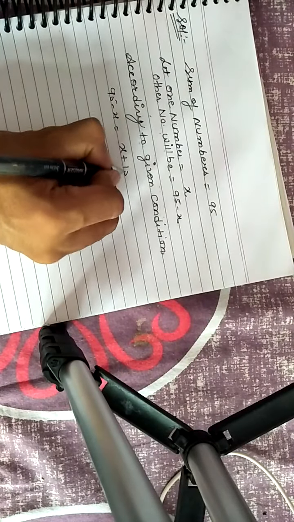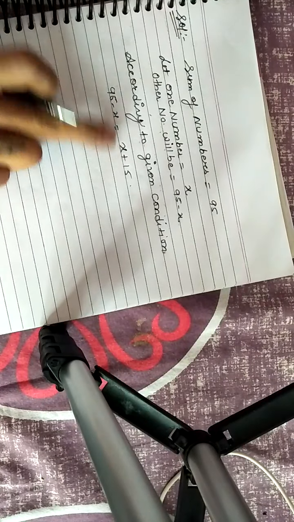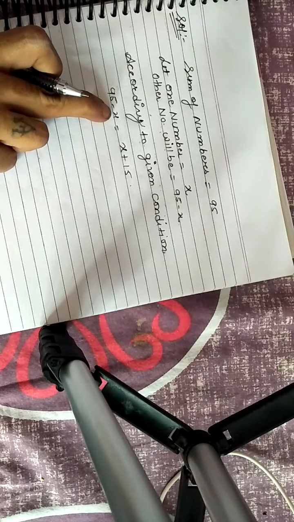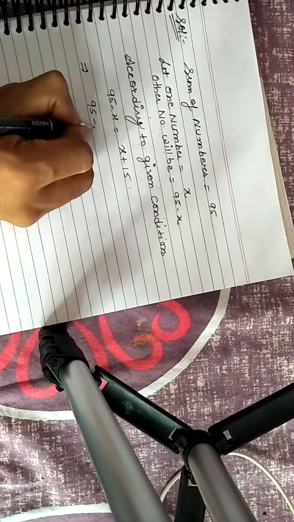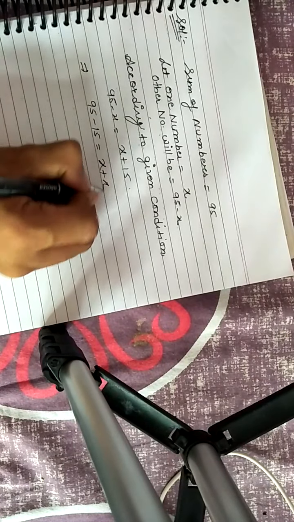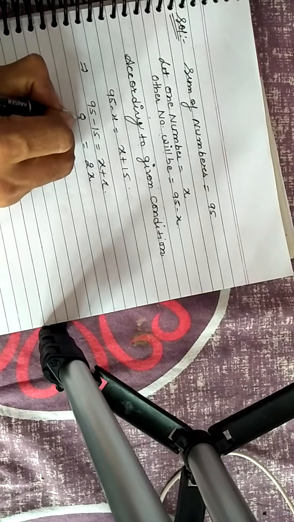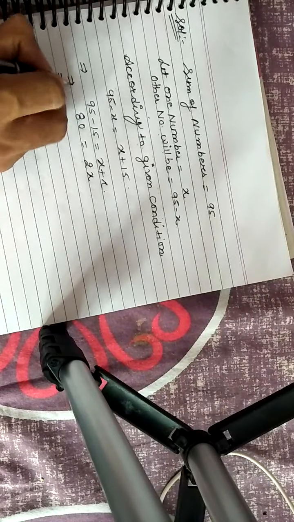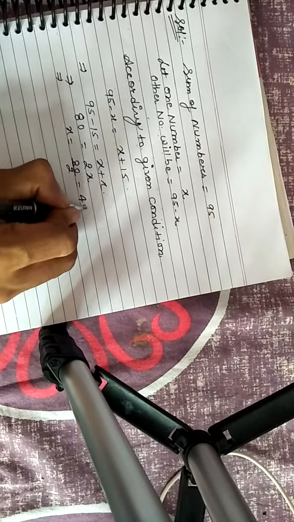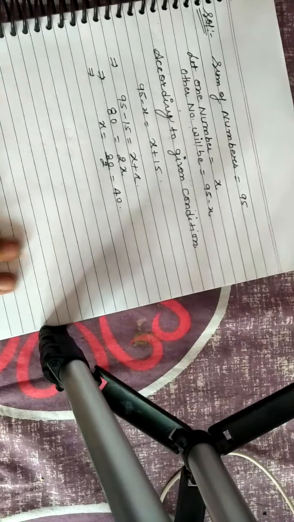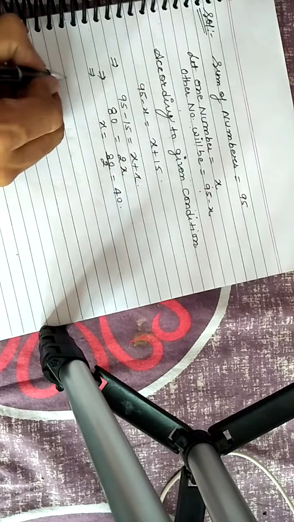So x plus 15. Now we'll make this an equation and solve it. This minus x will come here and this 15 will go there. 95 minus 15 and this x plus x. Now this becomes 2x equals 80. So x equals 80 upon 2, that is 40. Now one number is 40 and another number will be 55.